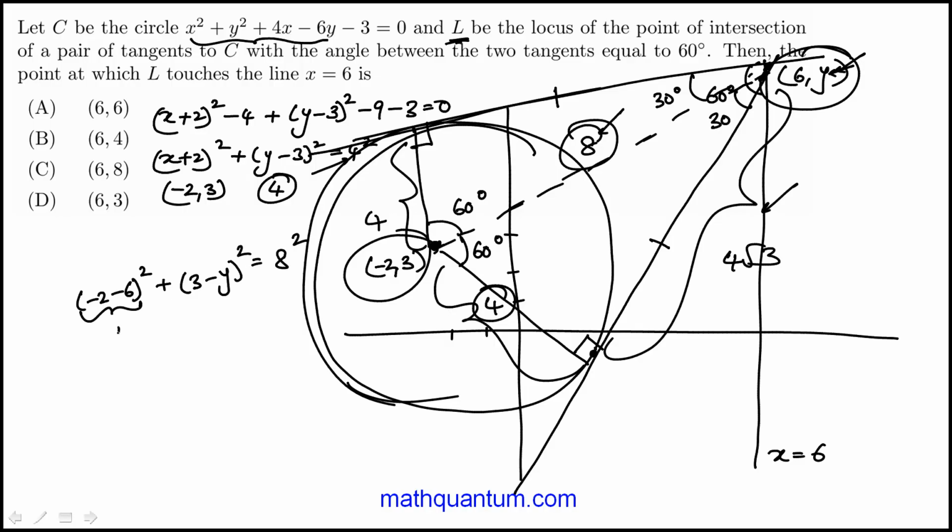You'll notice this is just exactly 8². These drop out. That means y must be equal to 3. So now I do have the coordinates, which are (6, 3). Answer choice D.